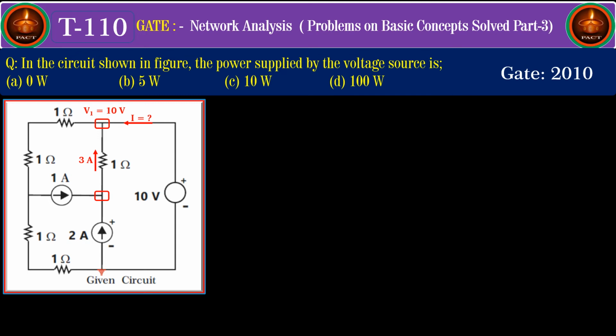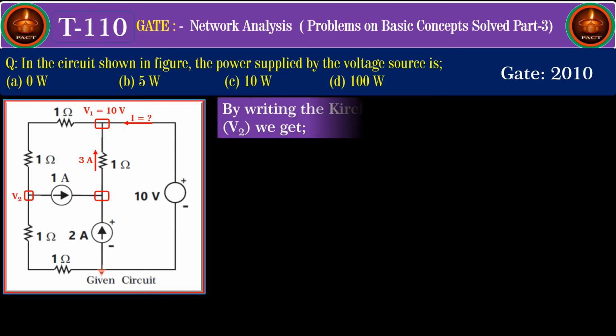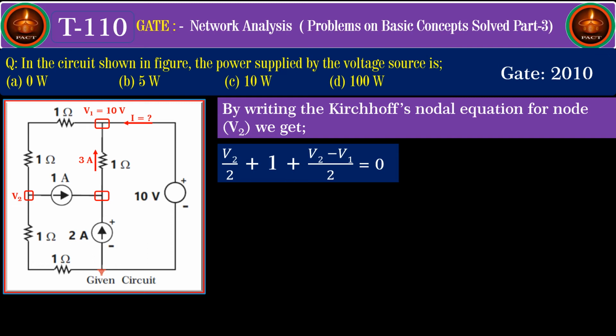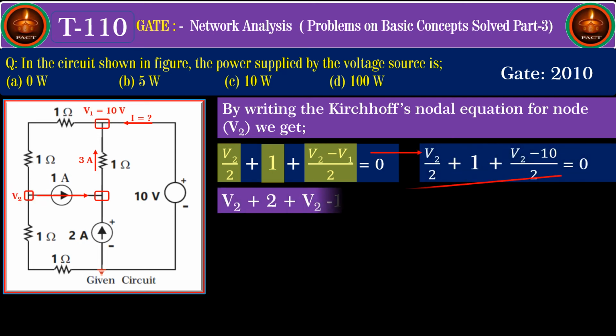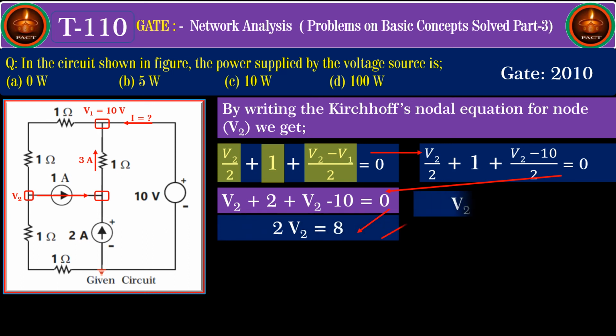So, what is the other junction node left out in the network is this, and let this be V2. Now, let us write the nodal equation for junction node V2. We get V2 divided by 2 plus 1 plus V2 minus V1 divided by 2 is equal to 0. By solving this simple equation, we get V2 is equal to 4 volts. Fine. It is simple, you can solve and you get V2 is equal to 4 volts.